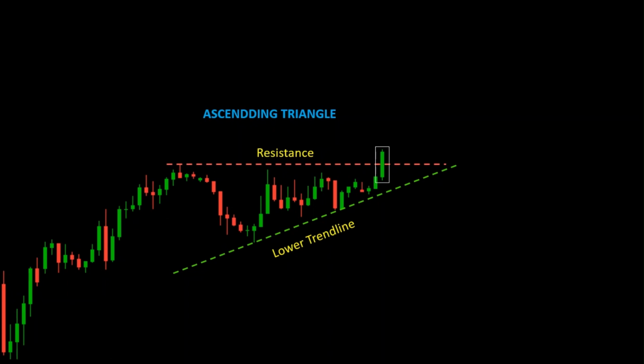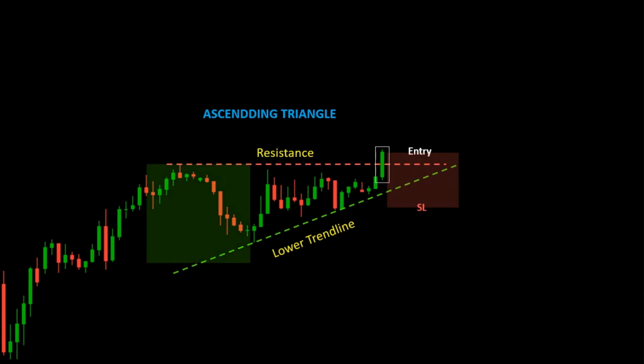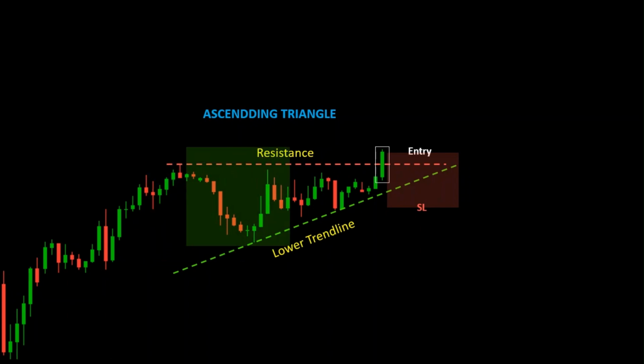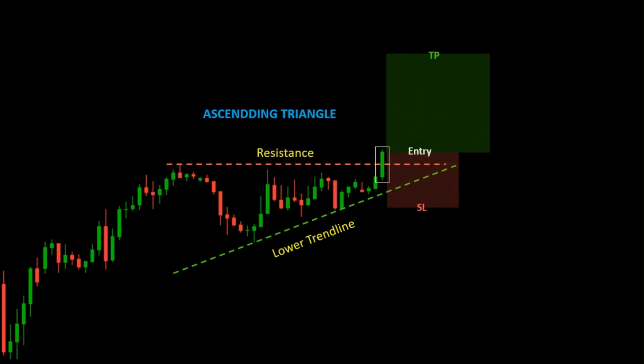This breakout presents a potential entry point for a buy position, as there is a high probability that the uptrend will continue. Place your stop loss just below the most recent swing low inside the triangle pattern and use a measured move approach by projecting the height of the triangle upward from the breakout point for take profit.